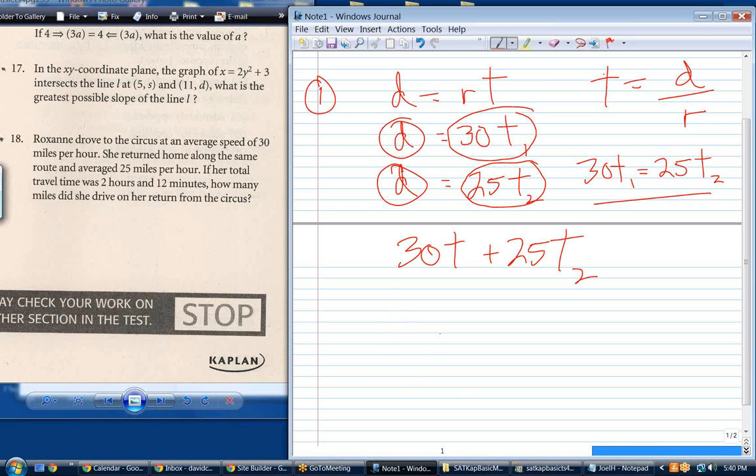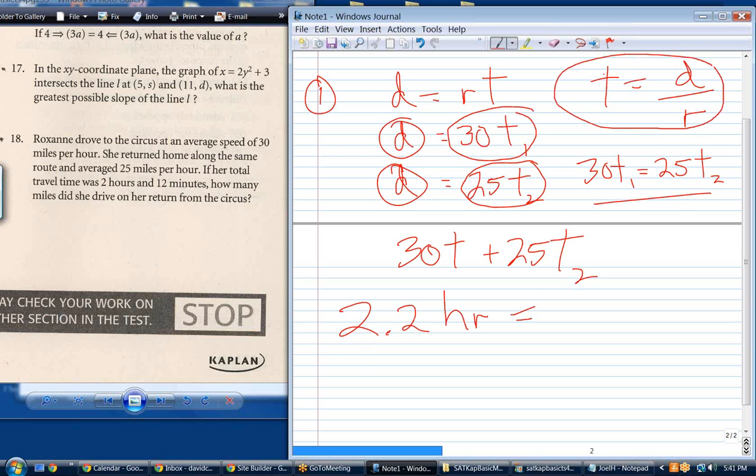So we've got 2 hours and 12 minutes, which is 1/5 of an hour over 2. So 2.2 hours is equal to the total distance, which is 30t sub 1 plus 25t sub 2, divided by the average rate.